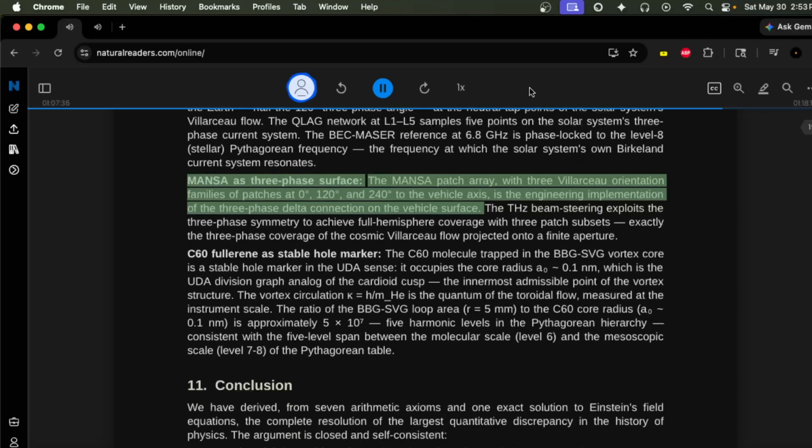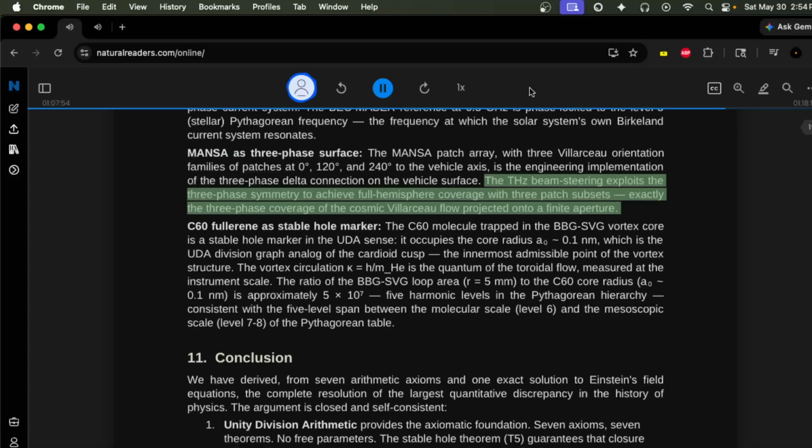MANSA as three-phase surface. The MANSA patch array, with 3 Villarceau orientation families of patches at 0 degrees, 120 degrees, and 240 degrees to the vehicle axis, is the engineering implementation of the 3-phase delta connection on the vehicle surface. The THC beam steering exploits the 3-phase symmetry to achieve full hemisphere coverage with 3 patch subsets, exactly the 3-phase coverage of the cosmic Villarceau flow projected onto a finite aperture.